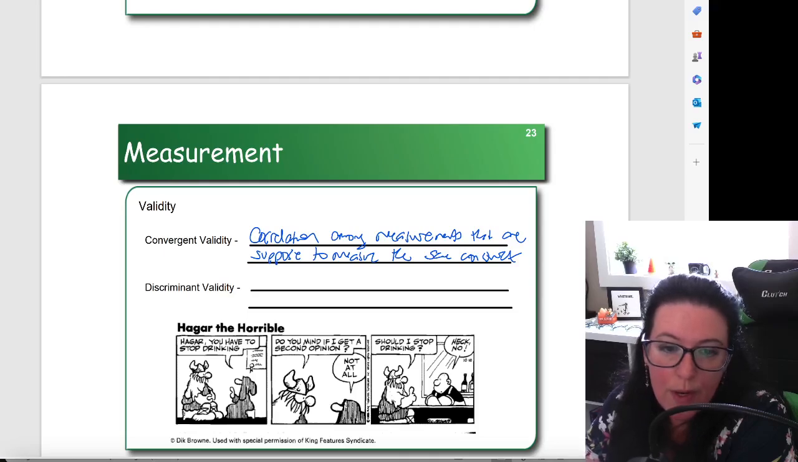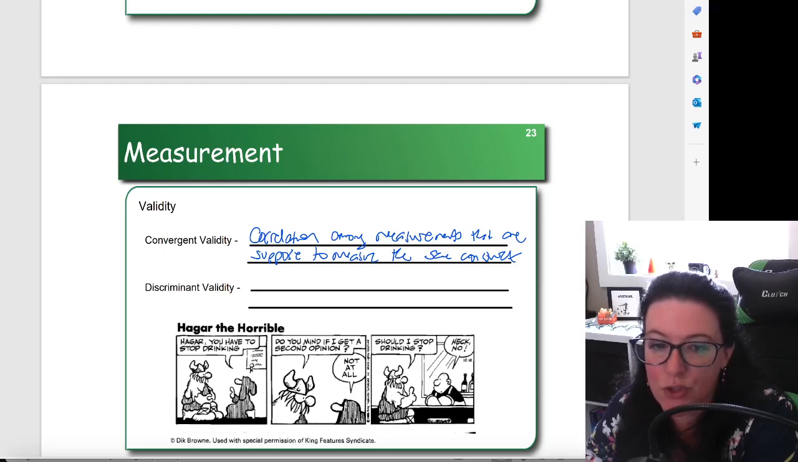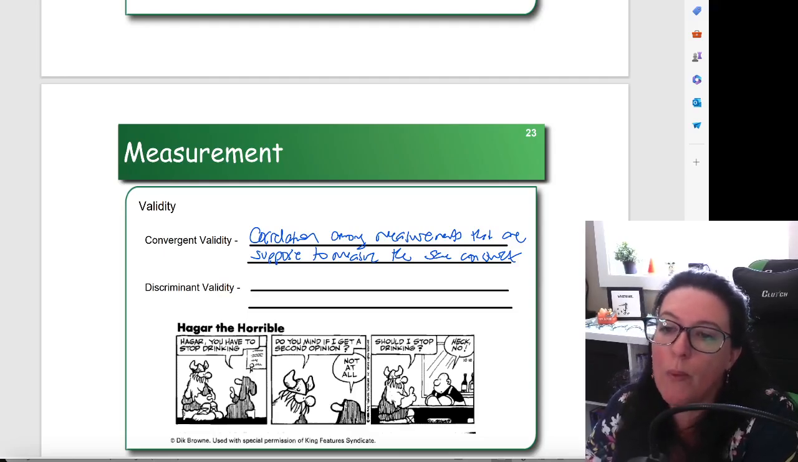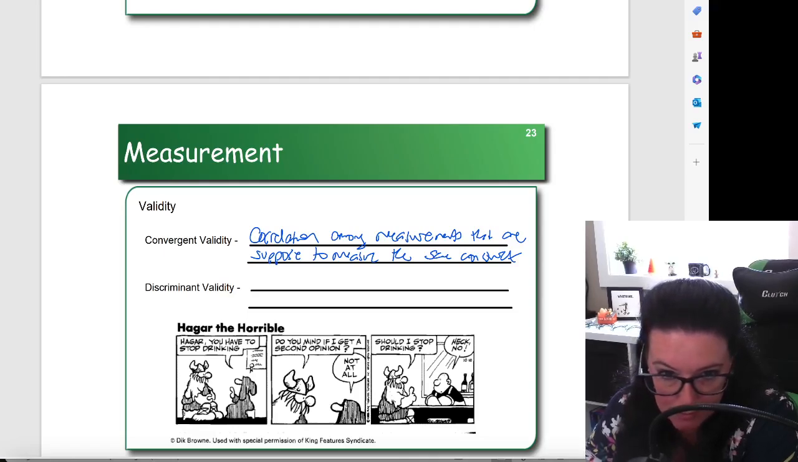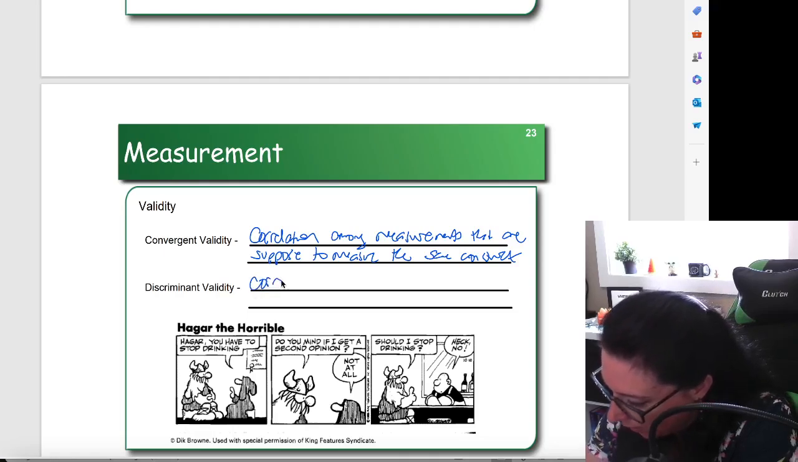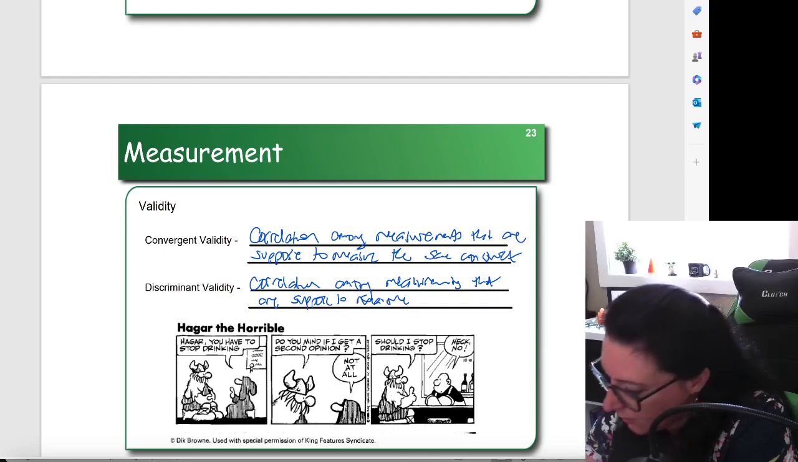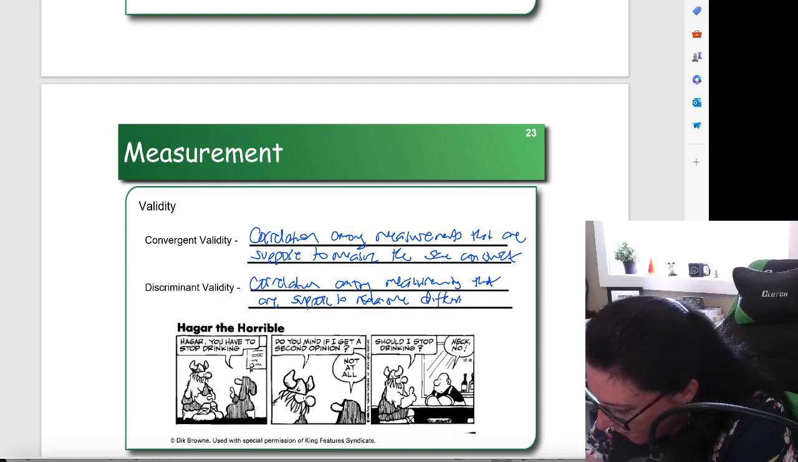Okay, so if we have two questions that are supposed to measure the same thing, are we getting the same type of responses? Discriminant validity is correlation among measurements that are supposed to measure different things. Different constructs.